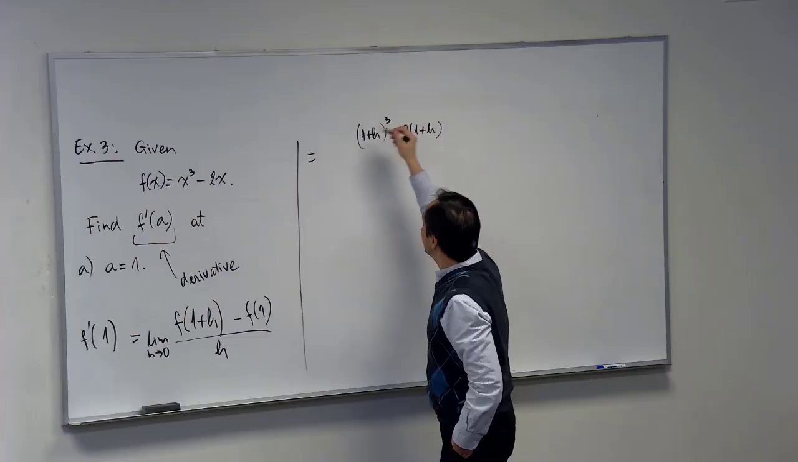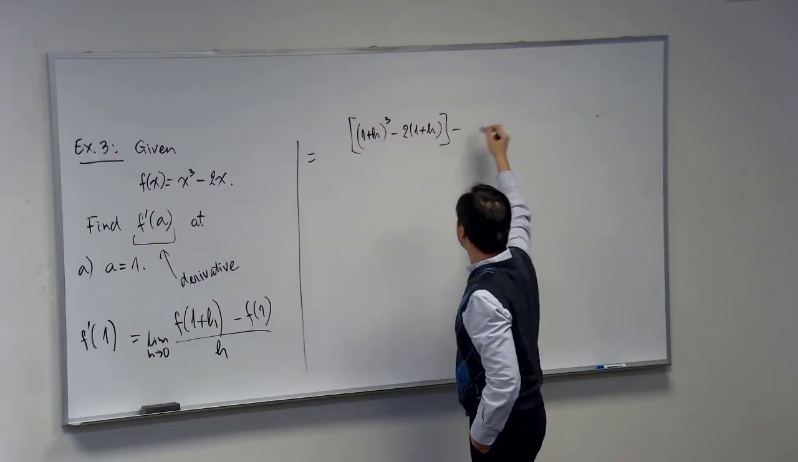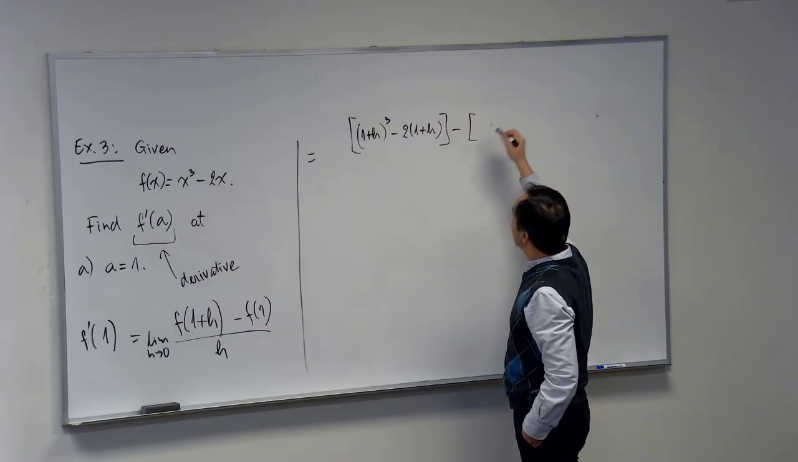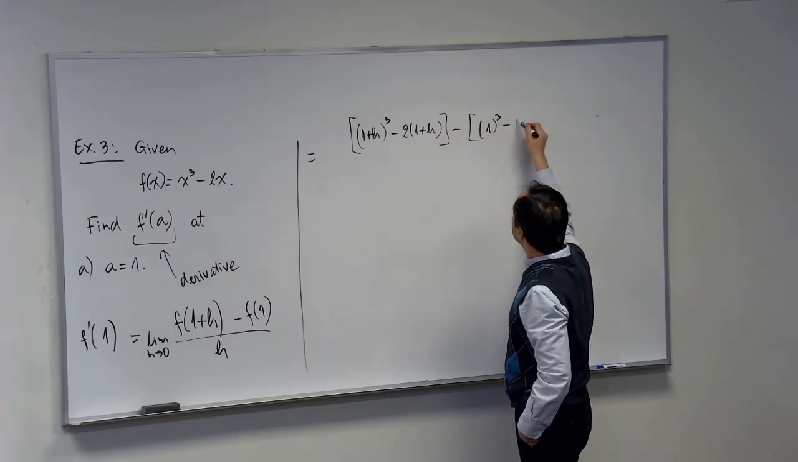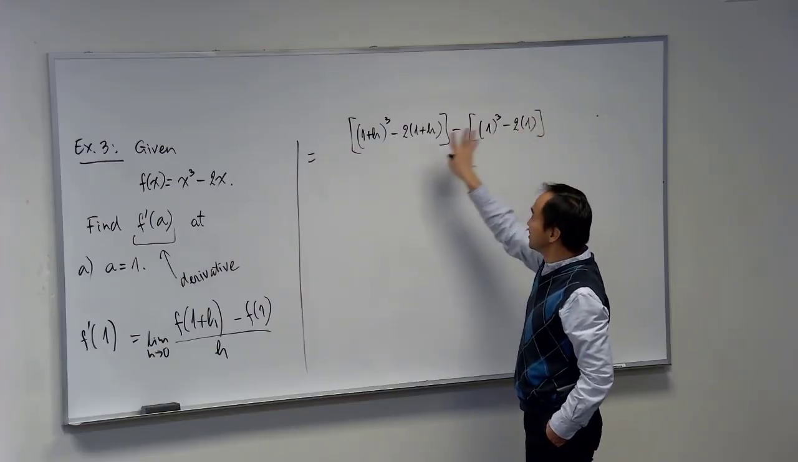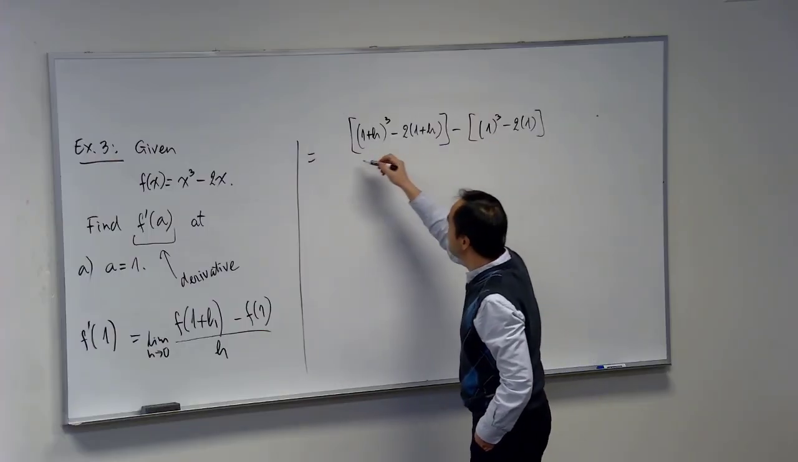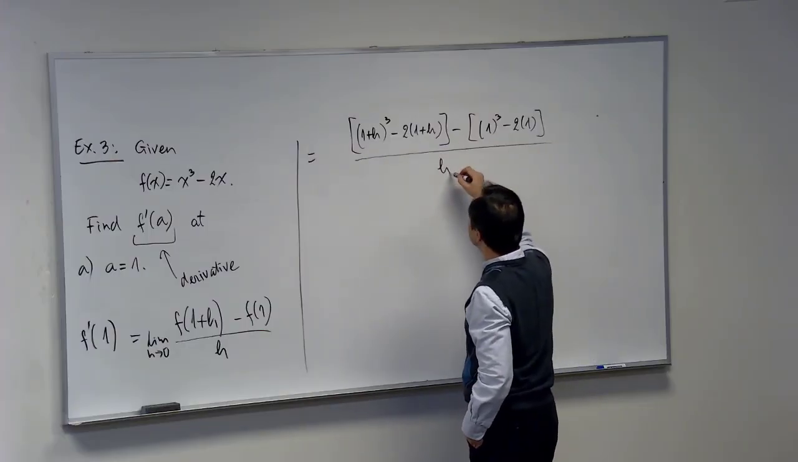But don't forget, that's only f of 1 plus h. We need to subtract, and now we're looking at 1 cubed minus 2 times 1. I substituted 1 into my function as well. So this is f of 1 plus h minus f of 1, and that difference I'm going to divide by h.